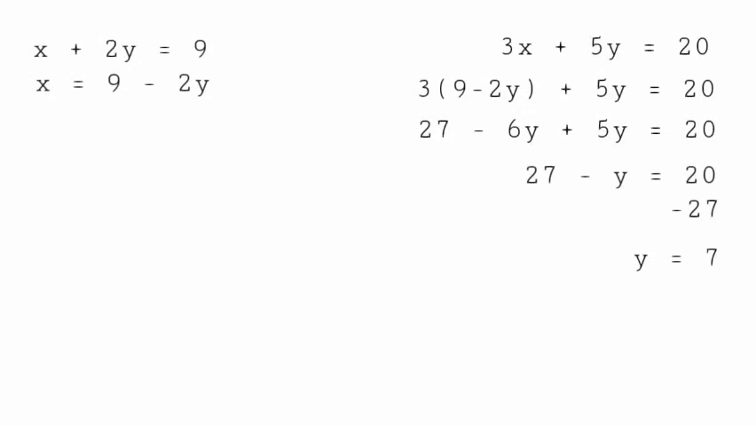And now, since we know the value of y, we can solve for the value of x. Let's do that. x equals 9 minus 2y. Let's put 7 instead of y. So now it's x equals 9 minus 2 times 7. Now x equals 9 minus 14. x equals negative 5. And now you have the value of x.